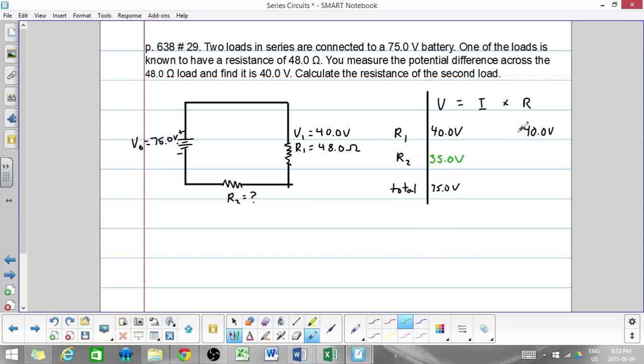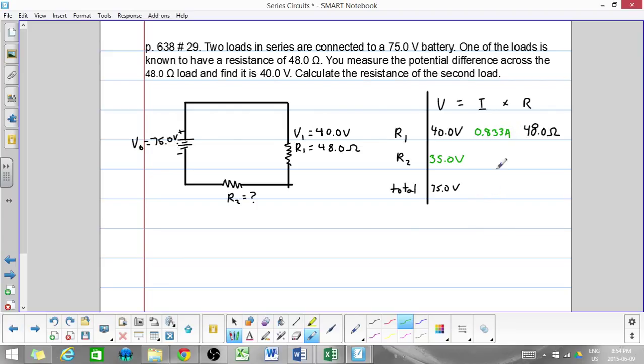Then you see across the first row, you have V and R, so you can find I. Something looks wrong there. It's because this R is 48 ohms. Okay. So you can calculate I using Ohm's law. I will equal V divided by R, and that value is 0.833 amps.